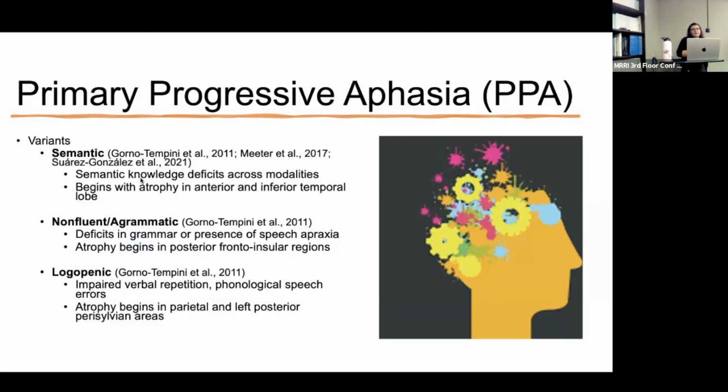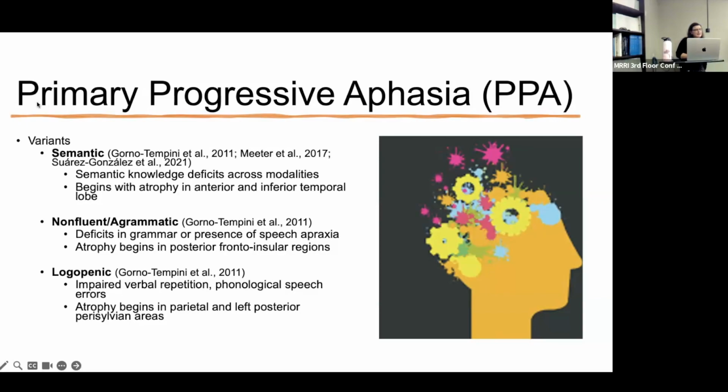So primary progressive aphasia, or PPA, is a neurodegenerative disease characterized by substantial language dysfunction that occurs early in the disease progression. There are different variants of PPA, and they tend to be characterized by different patterns of linguistic impairment that correspond to neurodegeneration that begins in different regions.